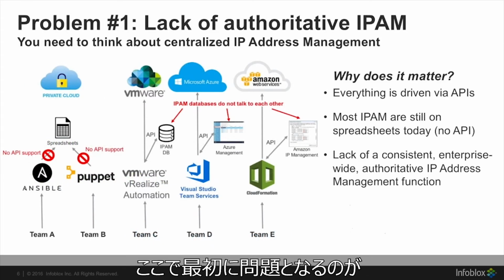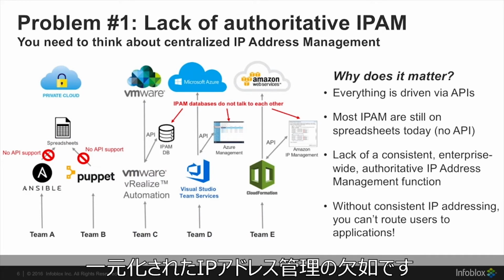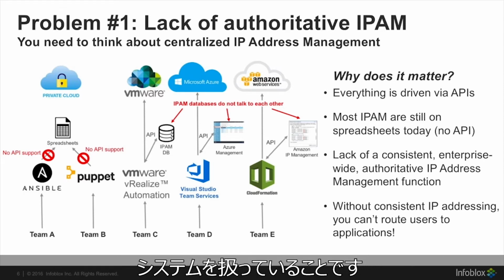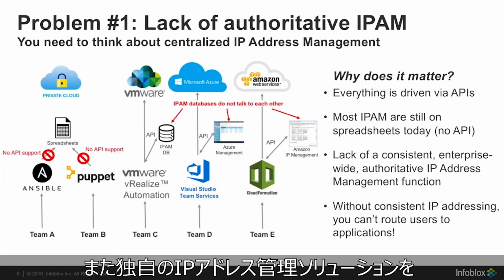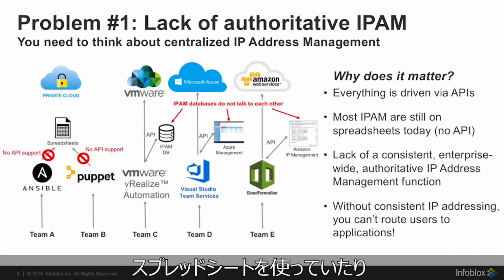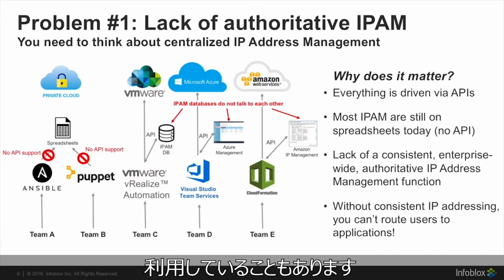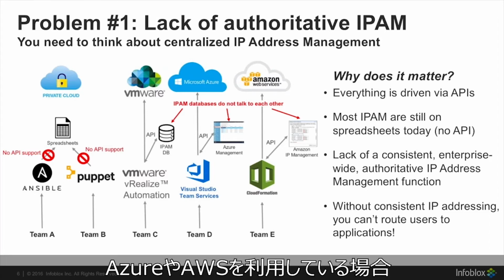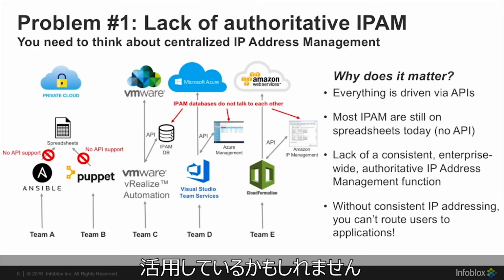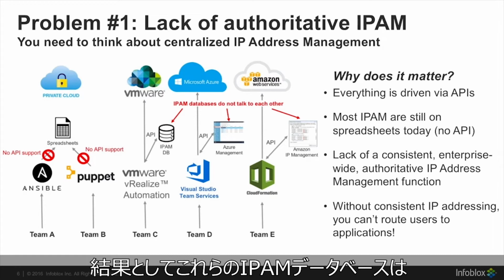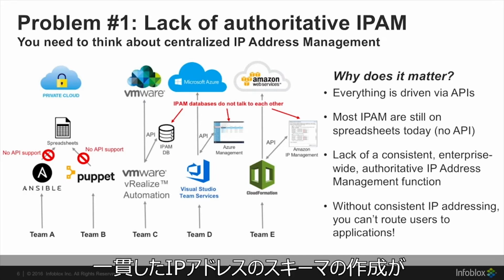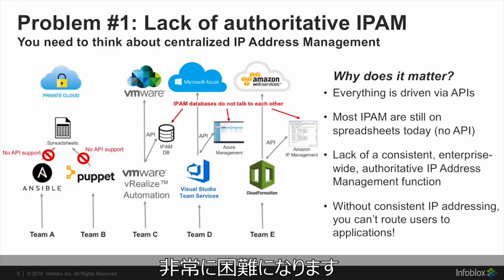The problem that most of them first run into, however, is a lack of centralized IP address management. We see that whilst you can have different teams having different choices of orchestration tools or systems, they also conversely have their own separate IP address management solution. Some still run on spreadsheets, some run on a different IPAM, custom IPAM database. Some, if they're using Azure or AWS, will utilize the IP management functions in their respective public clouds. What ends up happening is that all these IPAM databases are siloed. They don't talk to each other, and therefore it makes it very difficult to plan a consistent IP address schema.